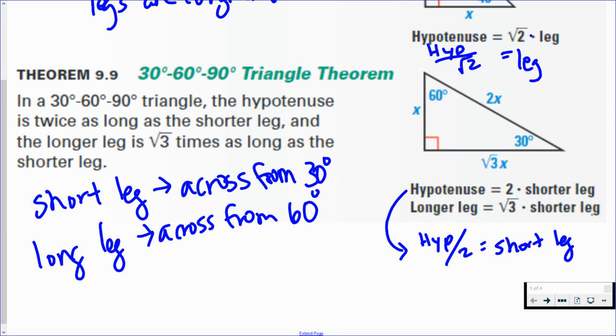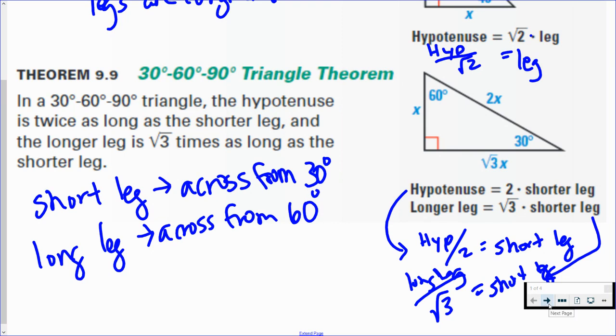So let's think about rewriting that second one. Okay, the long leg is square root of 3 times the short leg. So if we divide by square root of 3, then the long leg divided by square root of 3 equals the short leg. Okay, so it really depends on what you have to begin with as to what you're going to have to do, how you're going to have to multiply or divide.